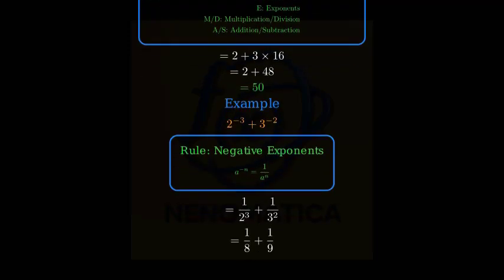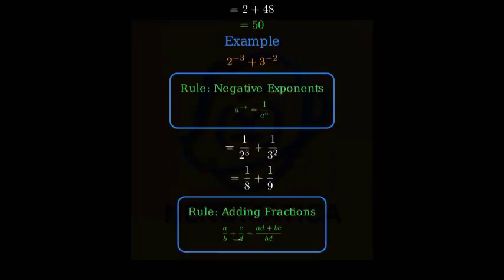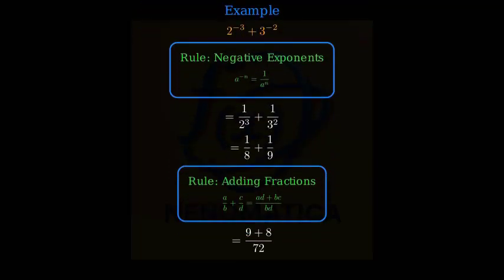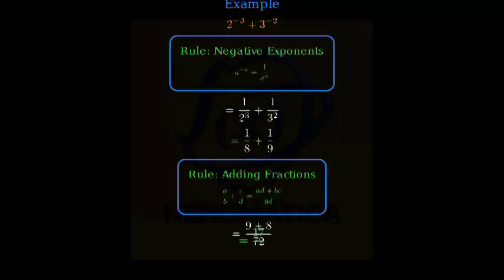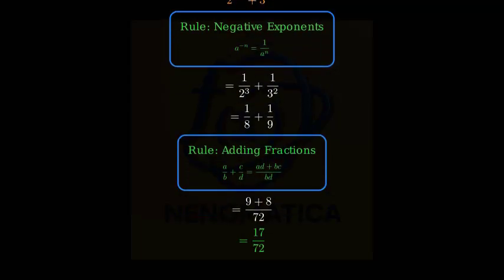Next, let's calculate the values in the denominators. 2 to the power of 3 equals 8, and 3 to the power of 2 equals 9. To add these fractions, we need to find a common denominator. The least common multiple of 8 and 9 is 72. So we'll convert both fractions to equivalent fractions with denominator 72. Adding the numerators, we get 9 plus 8 equals 17. So our answer is 17 over 72.